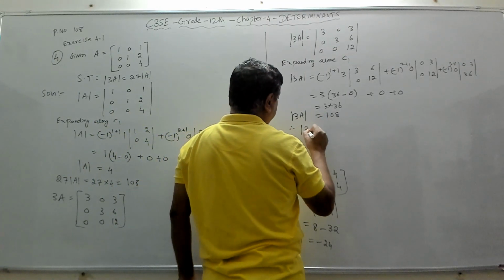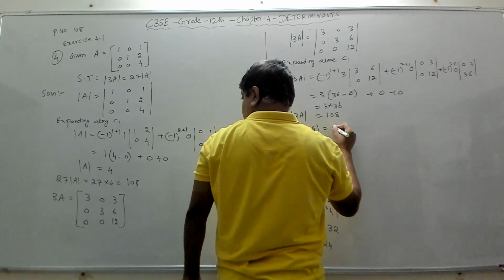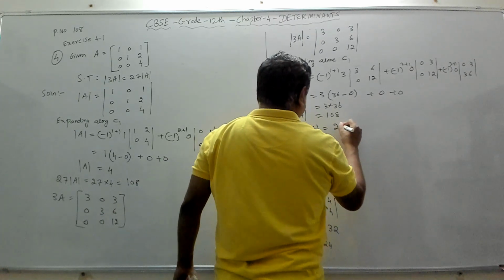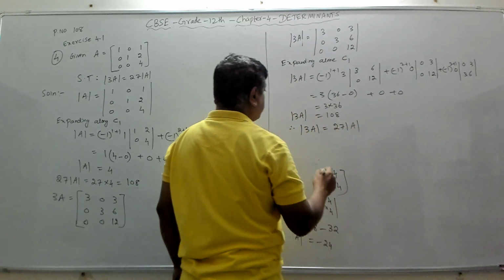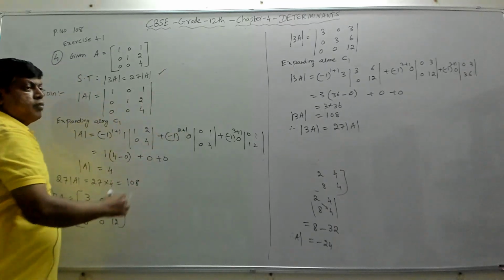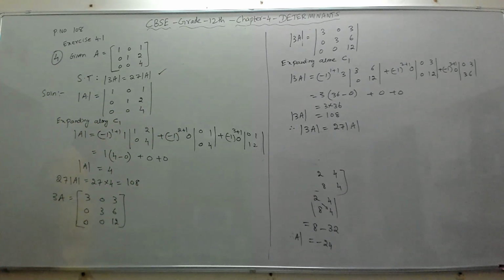Therefore, determinant of 3A is equal to 27 times determinant of A. So we have proved this. Fine. So all of you can pause the video and take the notes.